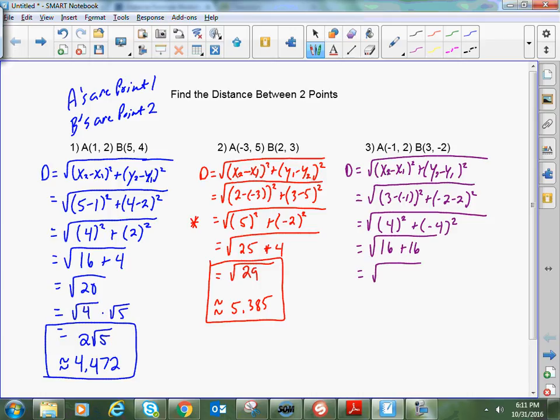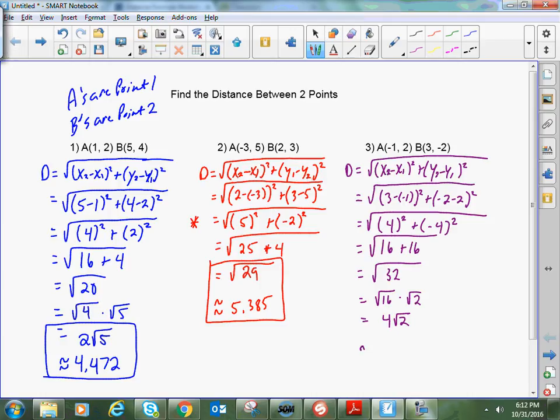And 16 plus 16 is going to give me the square root of 32. Now, the fact that I have two 16s going on here is a nice thing to help me simplify it. The largest perfect square factor of 32 is the number 16. So the square root of 32 is going to give me 4 radical 2 as my exact answer.